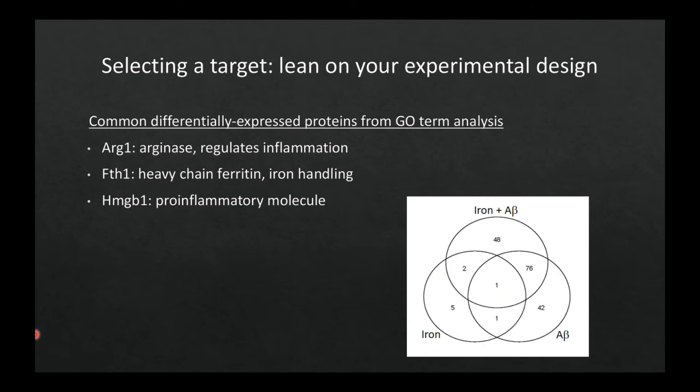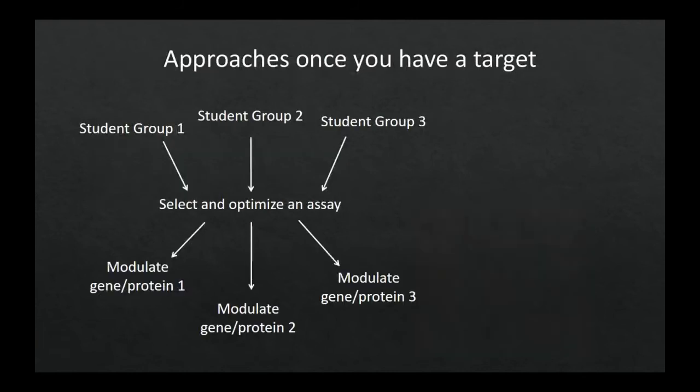Okay, and there's a couple of different ways that I encourage my students to think about once we've picked a target, what do we want to do with that? The first approach is that you might have several student groups, and I might have 2 or 3 different groups in any given semester, depending on the size of the lab. We can then, as a class, decide, do we want to select and optimize a specific assay? And then do we want to pick all different genes to modulate?